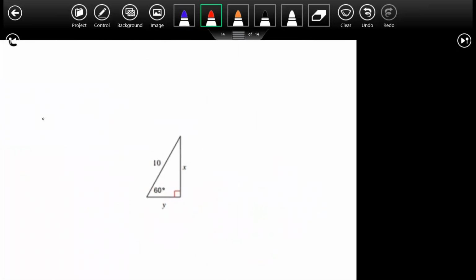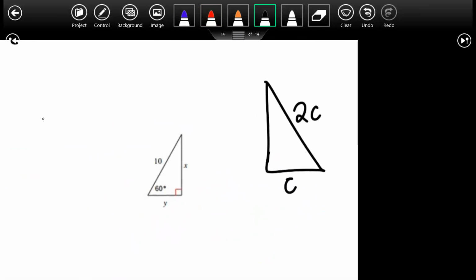The other one, which is kind of small, and my apologies, we're going to use a property for our 30, 60, 90. This is C, 2C, C radical 3. Want to be able to label these. The hypotenuse will be 2C. Backside will be C radical 3. Bottom will be just C.